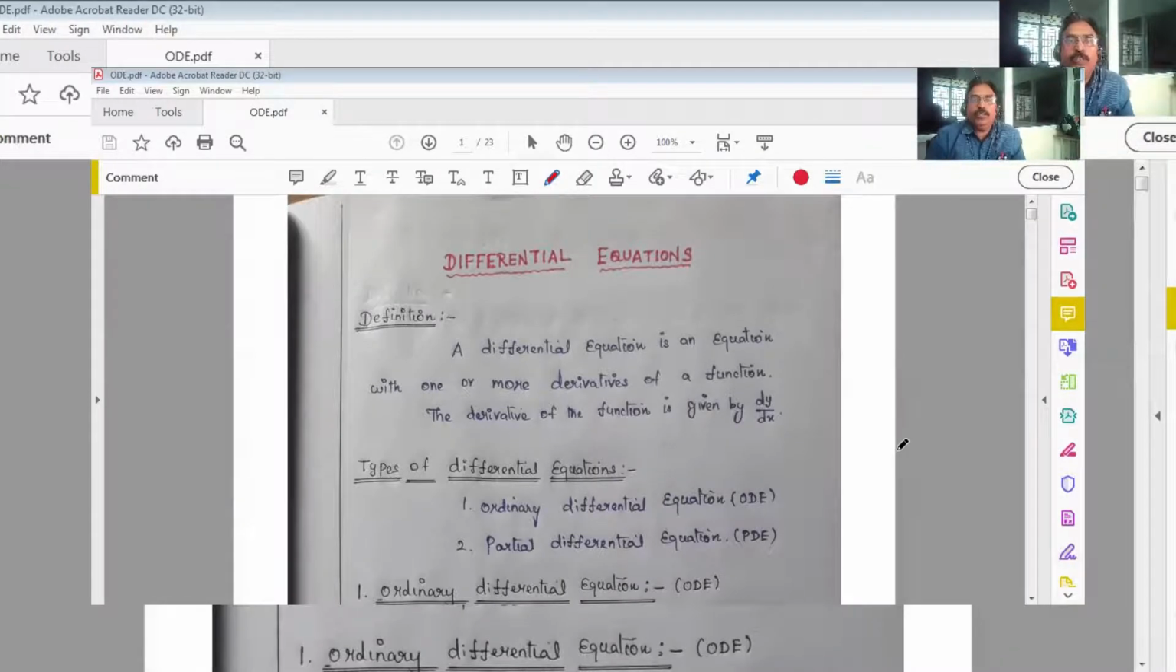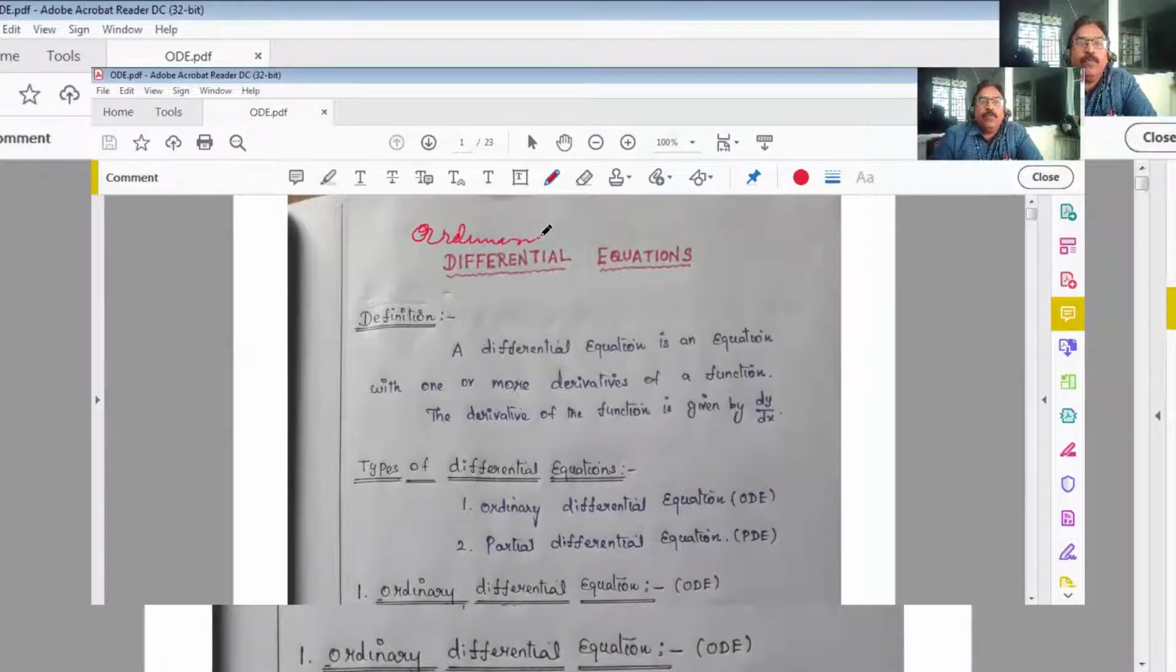Today we are going to see differential equations. There are two types of differential equations. One is ordinary differential equation, another one is partial differential equation. So ordinary differential equation we call ordinary, okay?